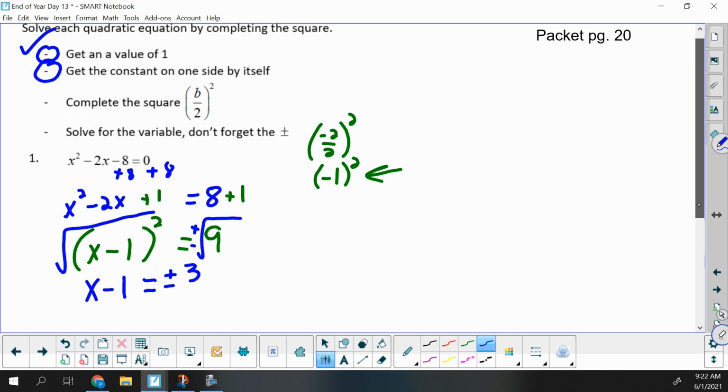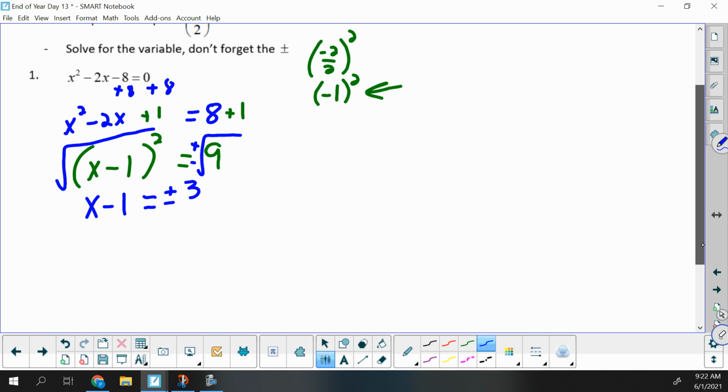So we have x minus 1 equals plus and minus 3. So now we just write two equations. x minus 1 equals 3. x minus 1 equals negative 3. And we'll add the 1 over in each case.